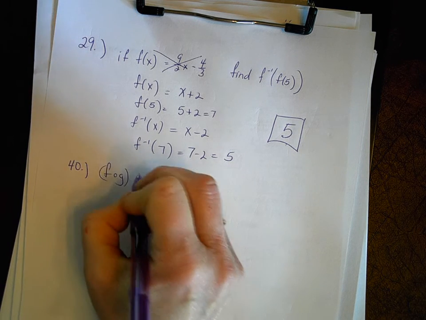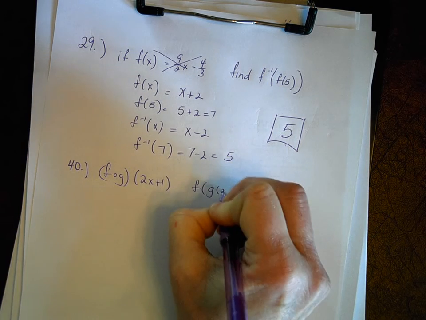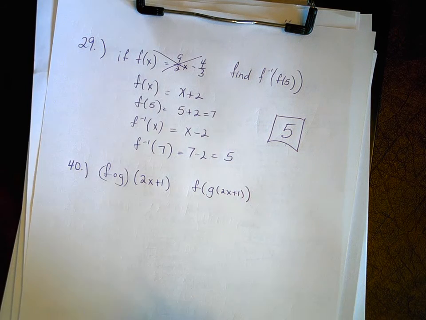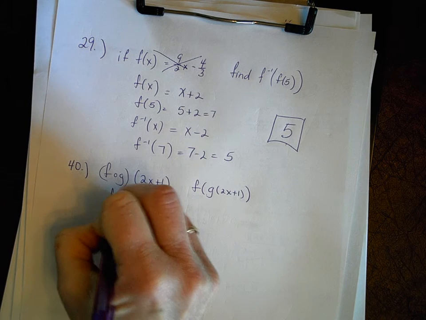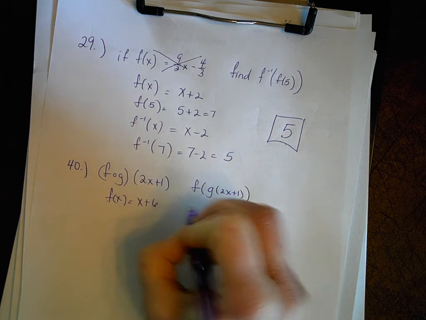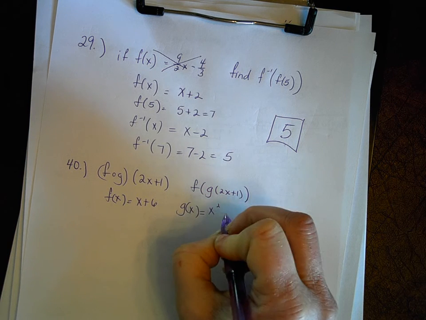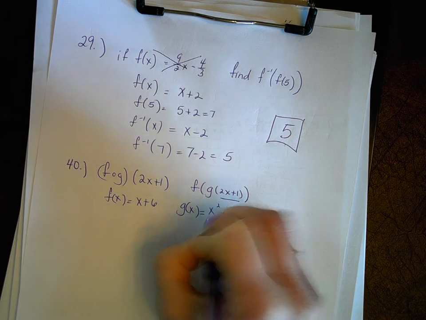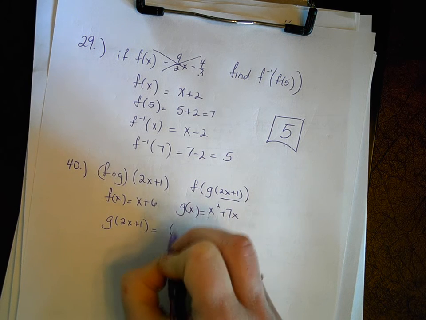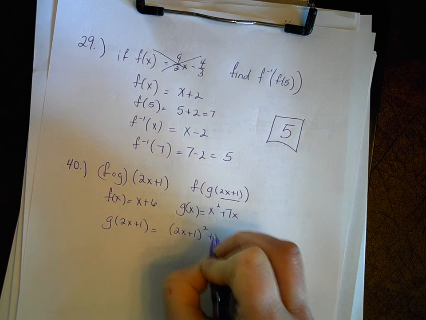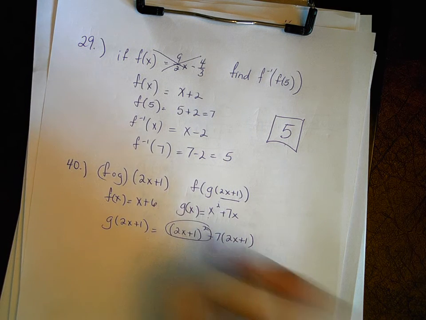Next one I thought I'd go over is number 40, dealing with f of g and g of f. This one's f of g. So if you guys remember, it means this. I'm going to take the 2x plus 1 and put it in the g equation. You guys probably have it in front of you, but this is what the f of x equation was, and this is what the g of x equation was. So I'm going to plug that in there. So g of 2x plus 1 would equal (2x plus 1) squared plus 7 times (2x plus 1). You replace every x with 2x plus 1. This I'm going to have to FOIL.